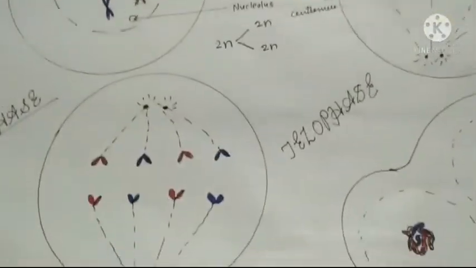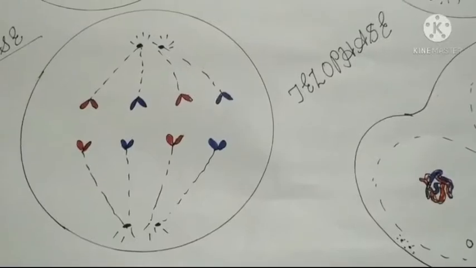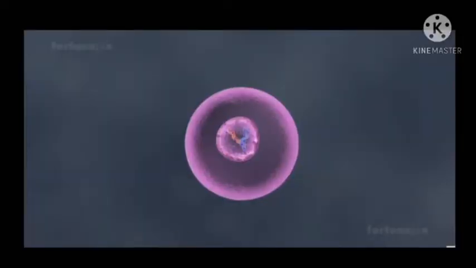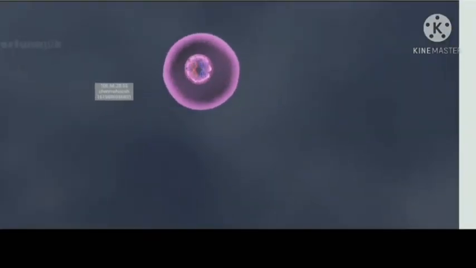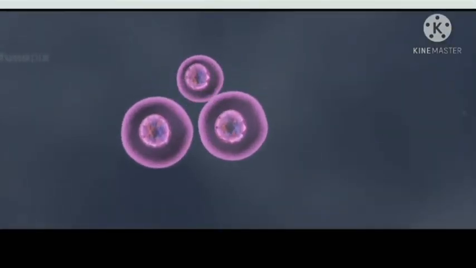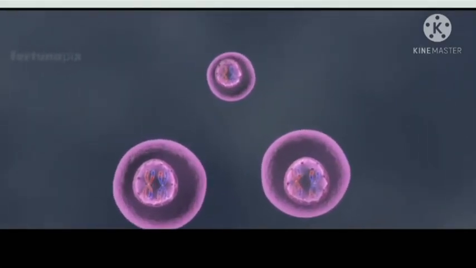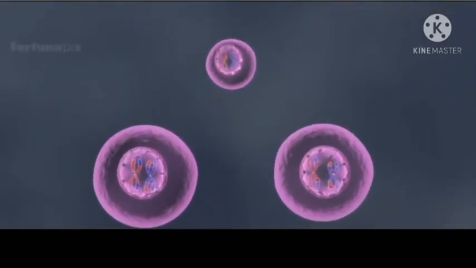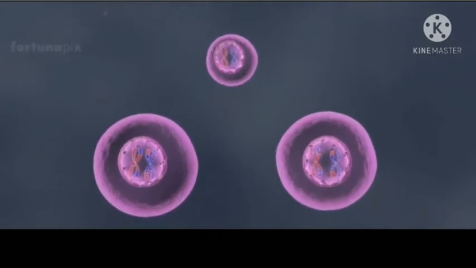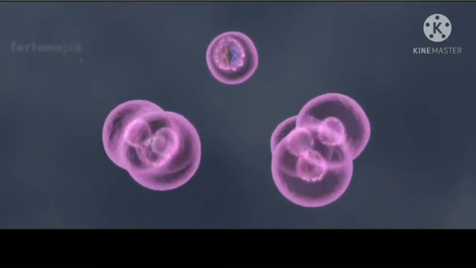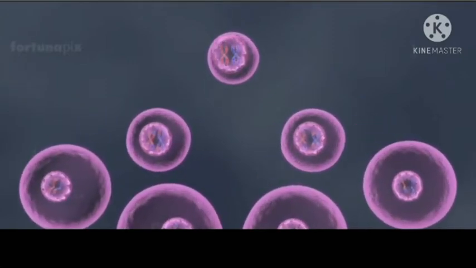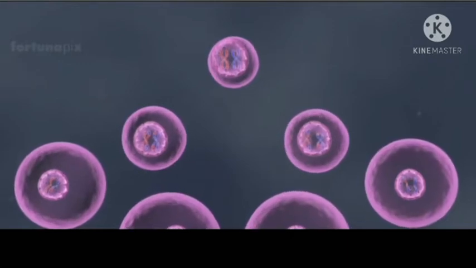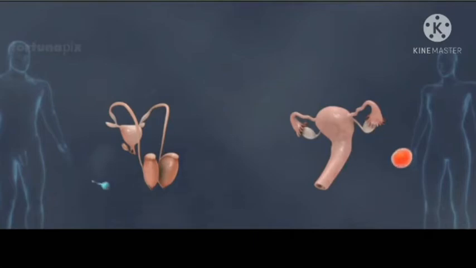Let's see next what is meiosis. Meiosis involves 2 successive divisions of a diploid 2N eukaryotic cell of a sexually reproducing organism that result in 4 haploid N progeny cells, each with half of the genetic material of the original cell. It is the nuclear division occurring in reproductive organs, resulting in gamete formation.